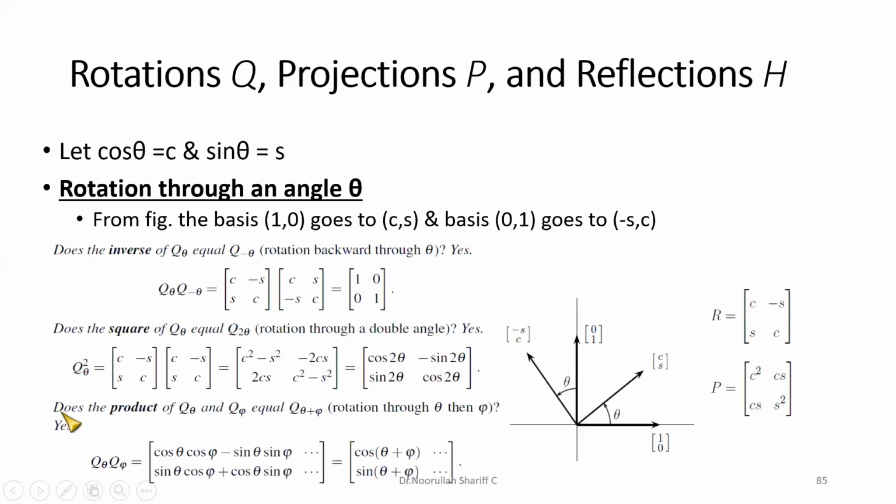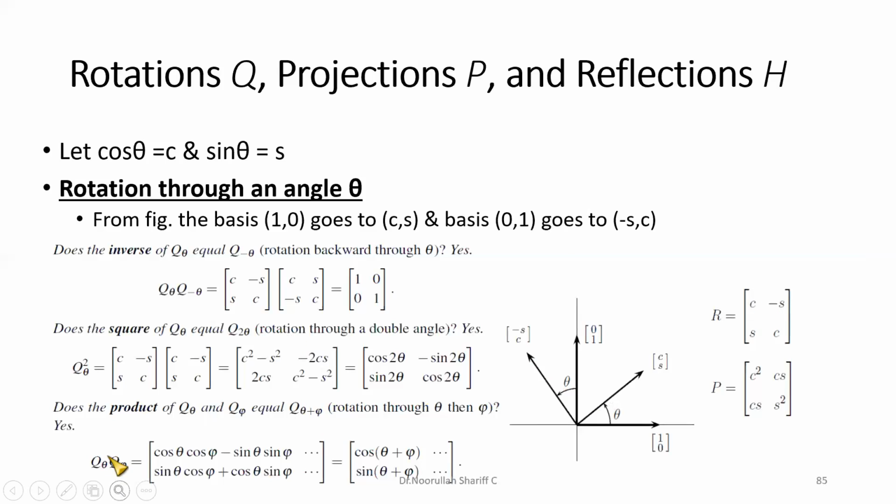Then another question is, does the product of Q theta and Q phi, two different angles, lead to the combination of the two angles together equals Q of theta plus phi, that is rotation by theta and then rotation by phi. Does it lead to rotation by theta plus phi at all, is what we need to consider. Yes, it should be true naturally, and that can again be proved by considering the Q theta multiplied by Q phi.